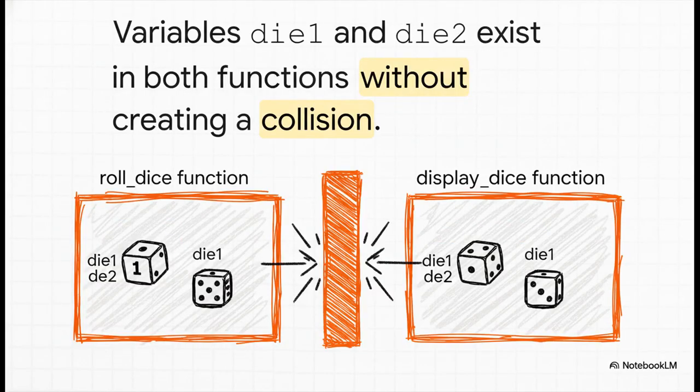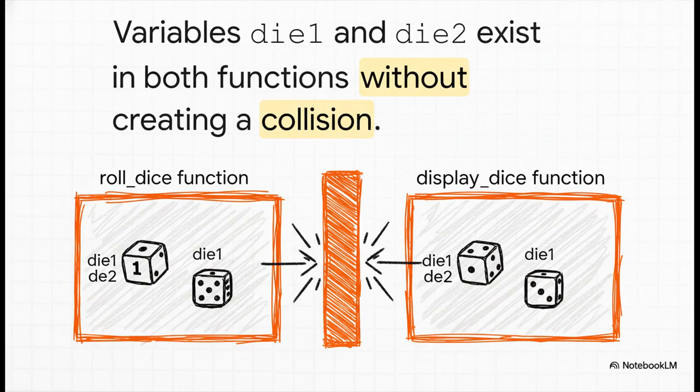Now, you might have noticed something a little weird here. The variables die1 and die2 are used inside the roll dice function, but they're also used inside a different function, display dice. So why doesn't that cause a problem? Why don't they get mixed up?